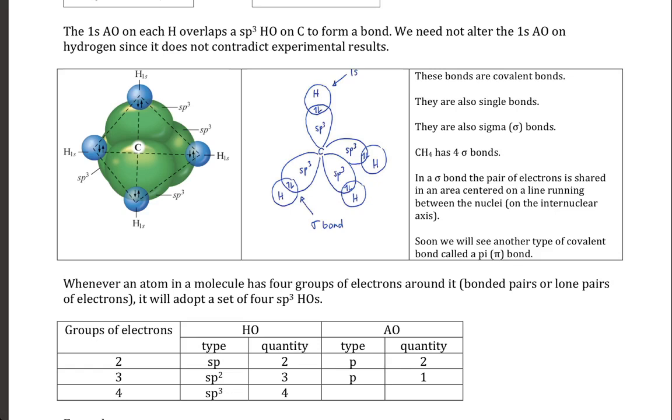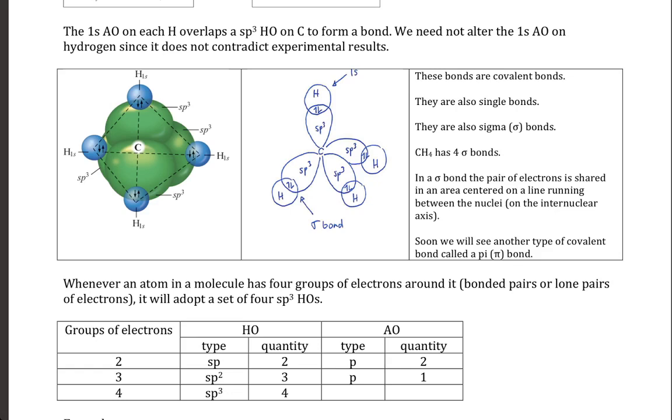Okay, there's where we have bonds. So these bonds are covalent bonds. They're single bonds. They're composed of 2 electrons. They're also what we call sigma bonds. We would say CH4 has 4 sigma bonds.